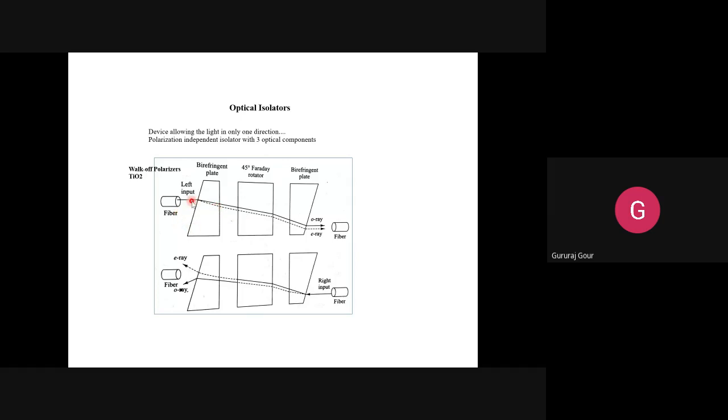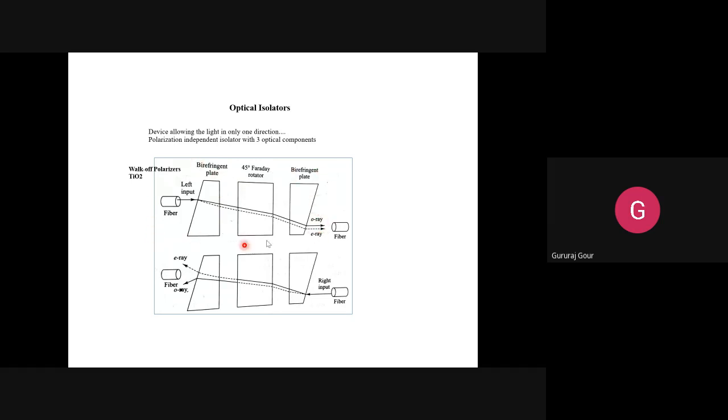These walk-off polarizers are actually made up of titanium dioxide. That is the first component. Three optical components are used. The first component is this one that is named like this. The second component is a birefringent plate. So we are using it on two sides, at the initial and at the ending part.